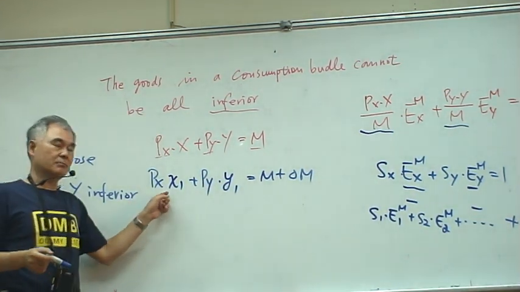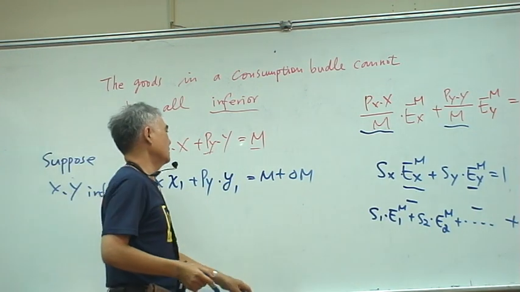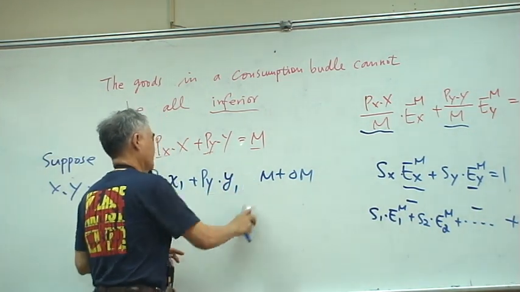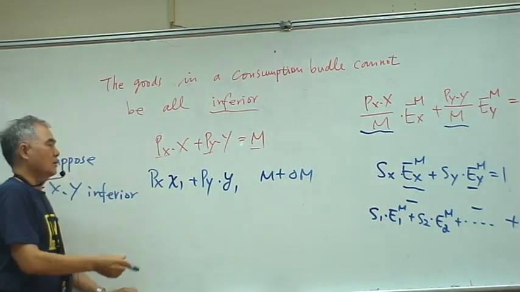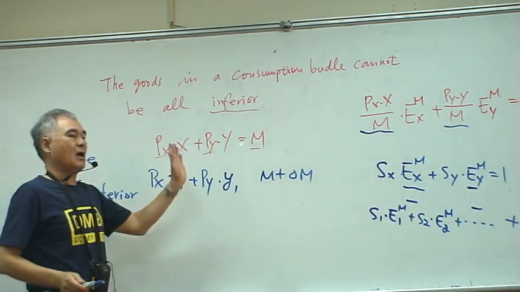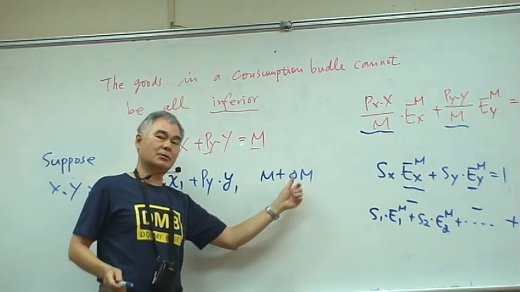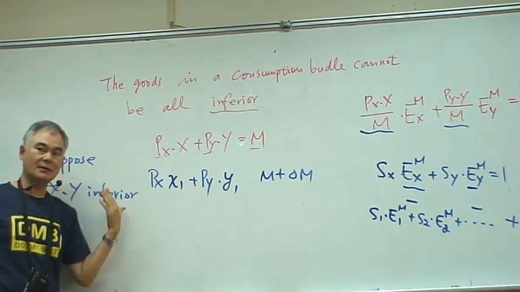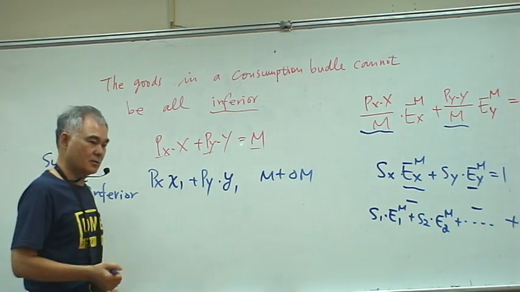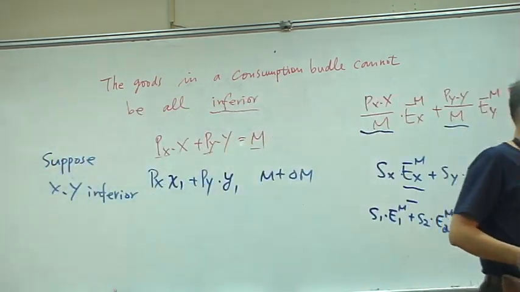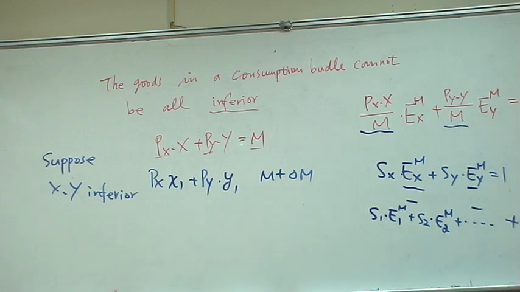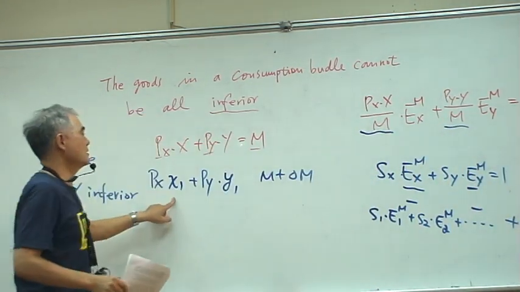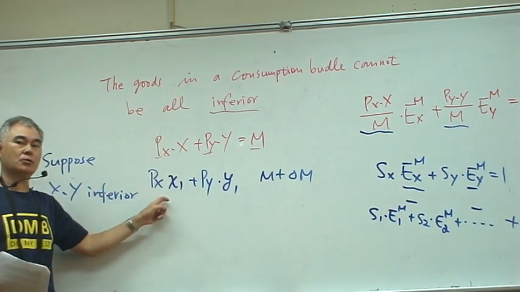But here, we want to make sure whether this equation holds. Okay, so we know that on the right-hand side, you have an increase in income, right? And this is the change in the left-hand side. Cho Guangming, can you tell me what's the relationship between x1 and x? Which one is larger?